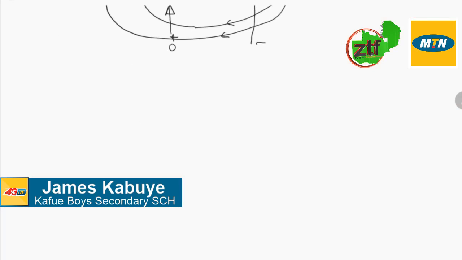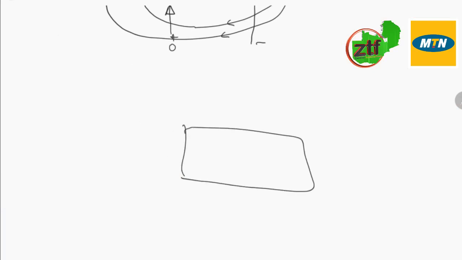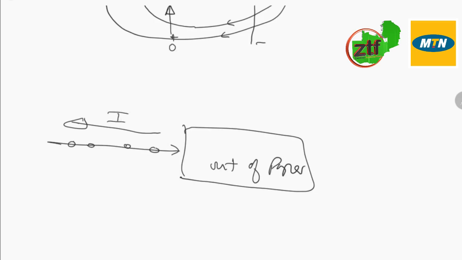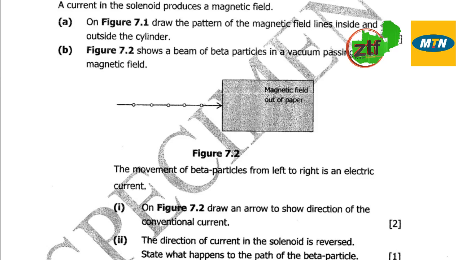So we quickly go on the diagram and then draw the direction of, so this is the field out of paper, and the electrons are moving this way. All right, these are electrons that have been shown here. So it means conventional current is going this way. Conventional current is going this way, opposite to the electron movement.